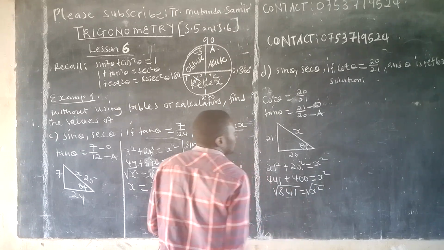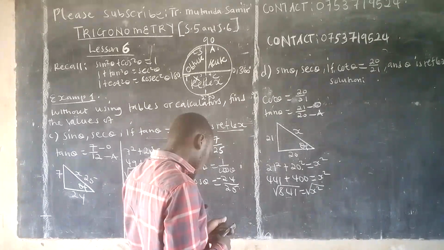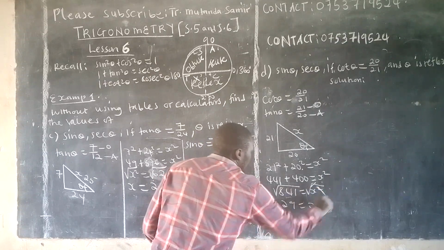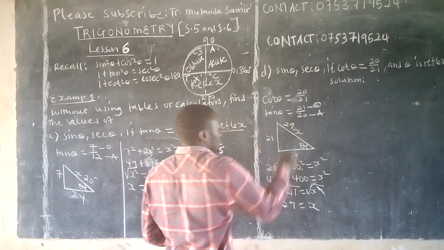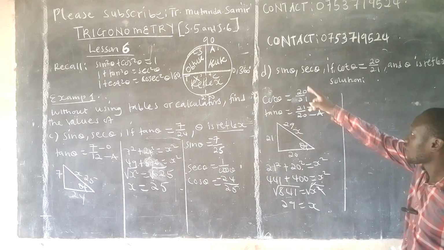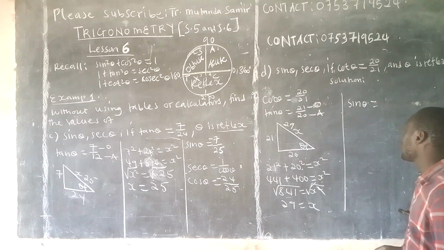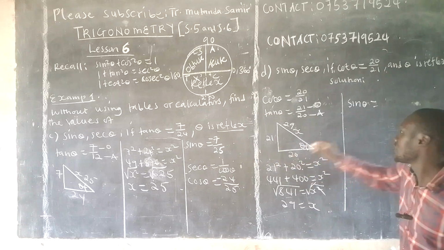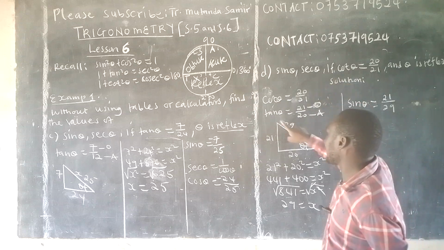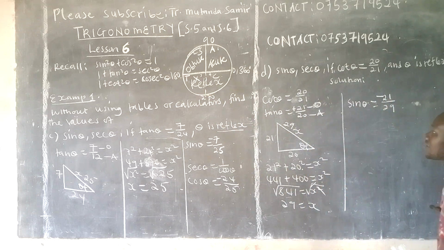Square root on both sides. Is there a perfect square root here? So the square root of the answer is 29. So x is equal to 29. So I mean that here we have a 29. Let's now read off the sine theta. So sine theta will be equal to opposite, which is 21, over hypotenuse, which is 29. But in the reflex, where tan theta is a positive, it is in the third quadrant. And in the third quadrant, tan, rather sine, is a negative.